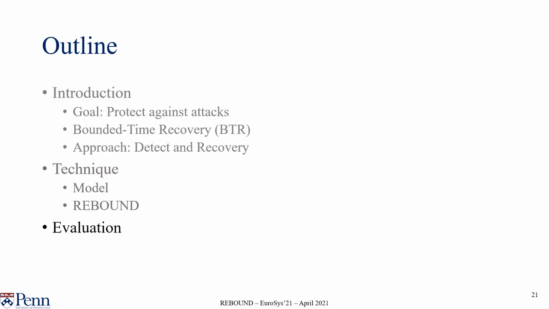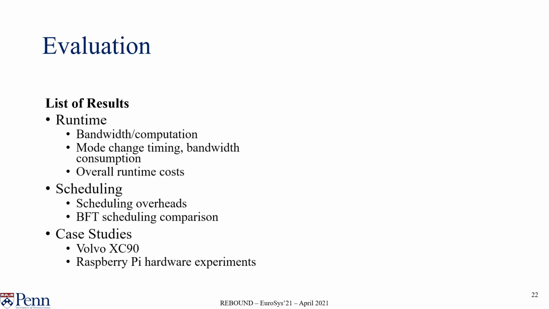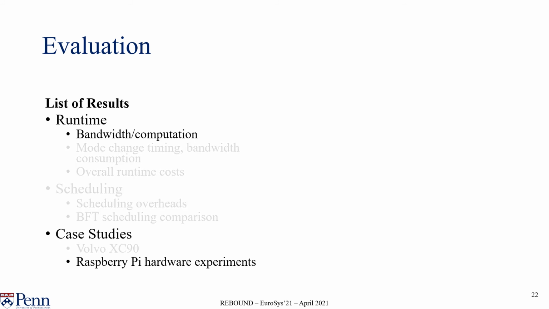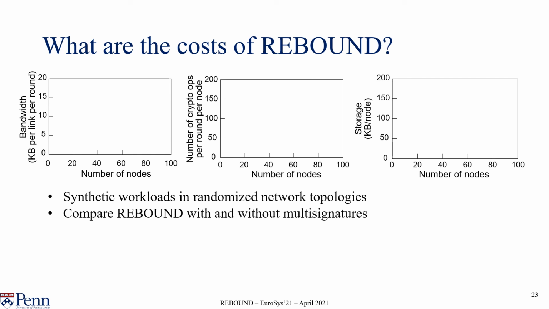Now that we've talked about how our approach works, let's look a little bit at the results that we've obtained from experiments. Now there's quite a few experiments that we ran, but we don't have enough time to talk about them all, so we'll limit ourselves to discussing a few key results. First, let's talk a little bit about the costs of using REBOUND. For this experiment, we used synthetic workloads applied in randomized network topologies and compared REBOUND with and without multi-signatures.